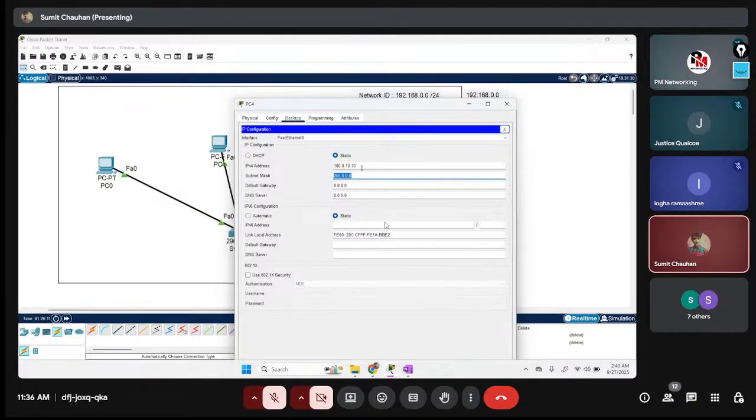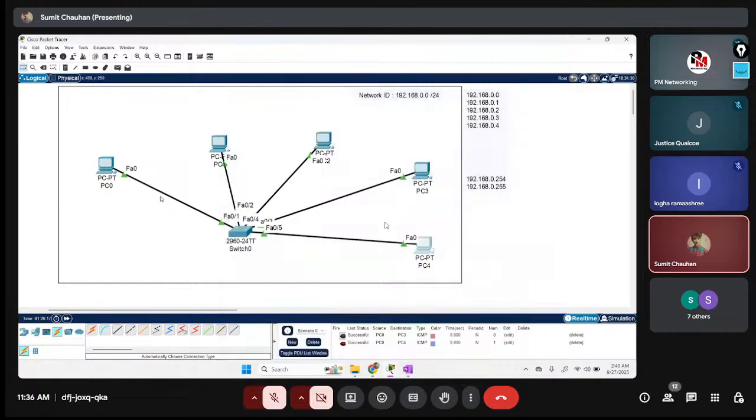100.0.10.10. 255.255.255.0. The subnet mask is right, but the IP address is different. Okay, let's see it. If you try to send data from this device to the newly added PC with the wrong IP address, it will show failed. So you need to be using the right cables and the right IP address.